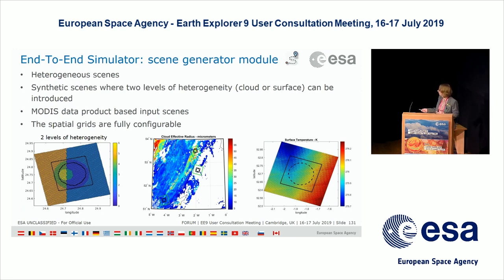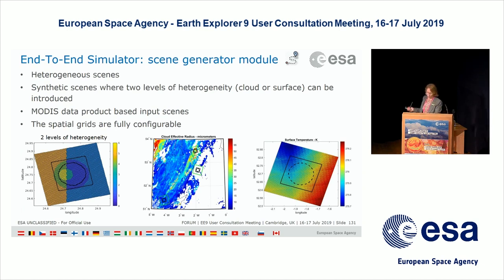2 of them are over clouds, 1 of them is over clear sky, so this is just the cloud effective radius. And on the right here, that's the surface temperature for this one clear scene, and you can see the level of detail that can be processed in the scene generator. And these grids are also fully configurable to the applications we want to look at.